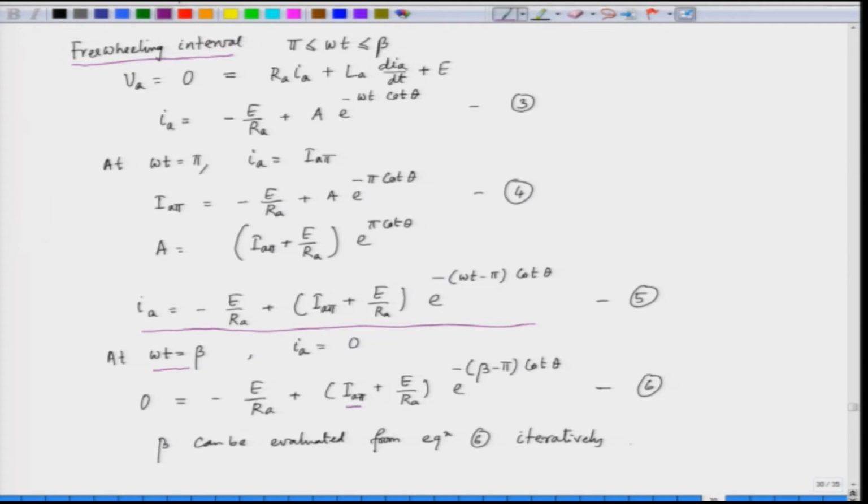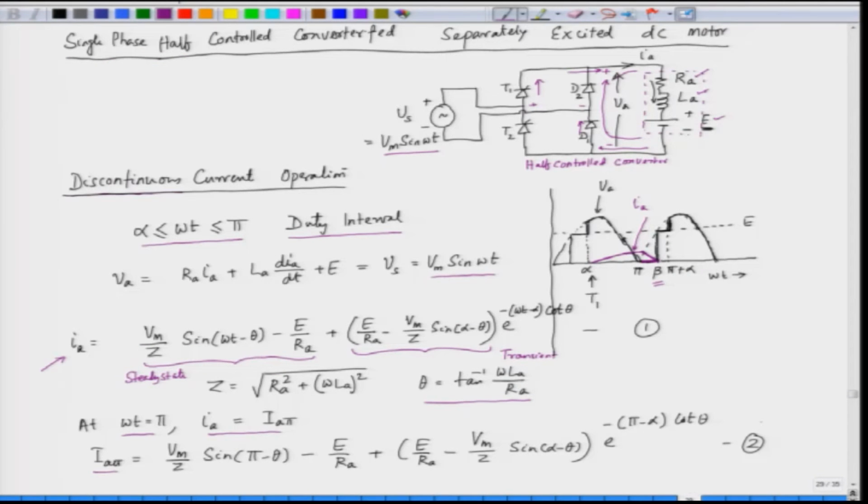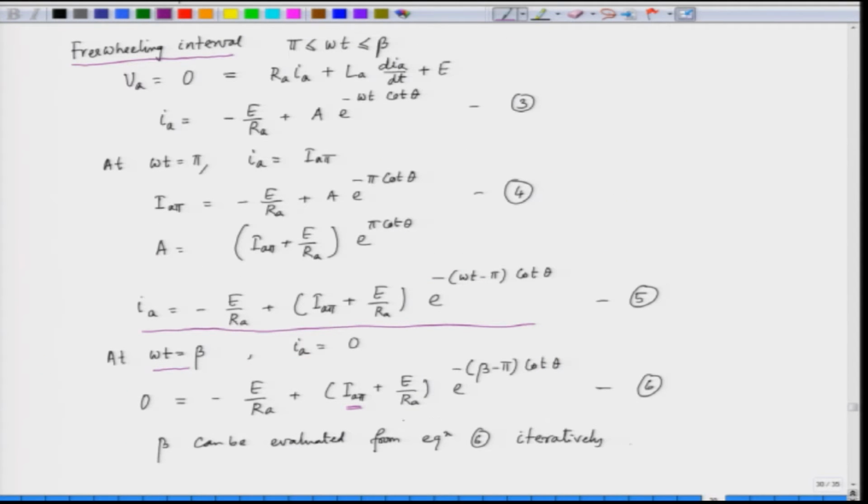So, this is I A pi, and I A pi we have already evaluated. The expression of the I A pi is given in equation 2. So, we can substitute the value of I A pi from equation 2 in this equation, and this equation is a transcendental equation. The equation 6 is a transcendental equation which involves sine functions and exponential function. This is not an algebraic equation. So, we do not have any closed form solution for beta.